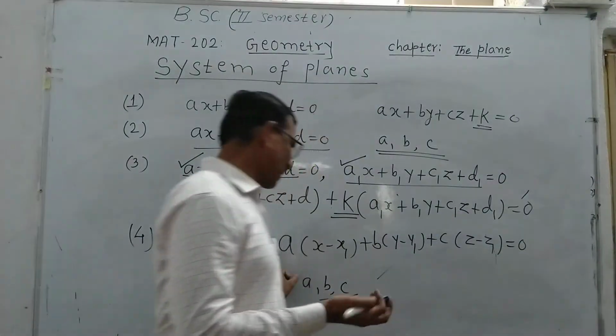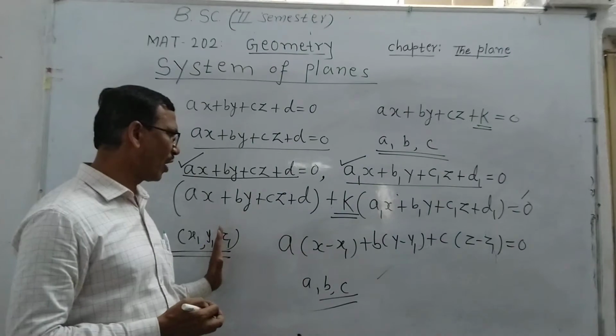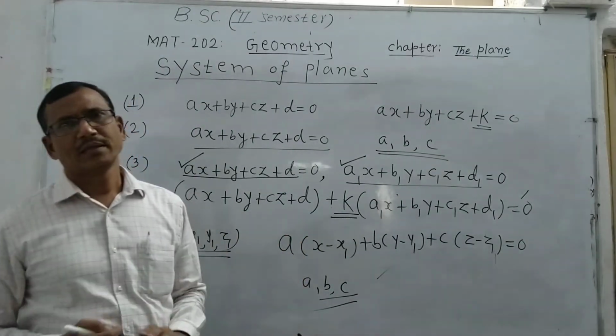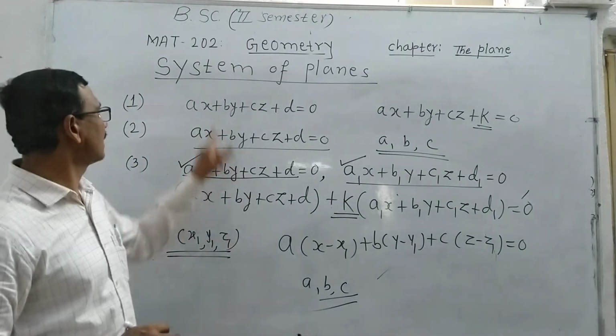Okay, there are these four systems. On these four systems, in the last lecture we took a problem. The equation of the plane passing through one point is given by this formula. a, b, c are the parameters. Again, listen.